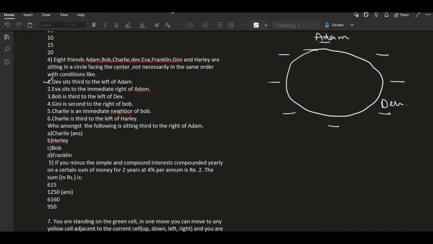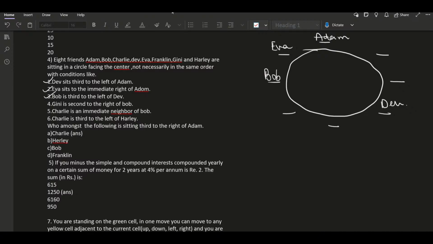Now moving to the second condition: Eva sits immediate right of Adam. Right is at this side, and immediate right means next to Adam. So we are also done with this condition. Now Bob is third to the left of Dev, and left side is this side. So third to this will be Bob. Okay, we are also done with this.